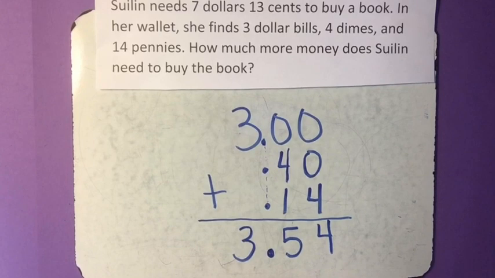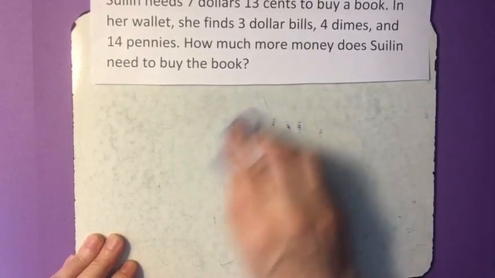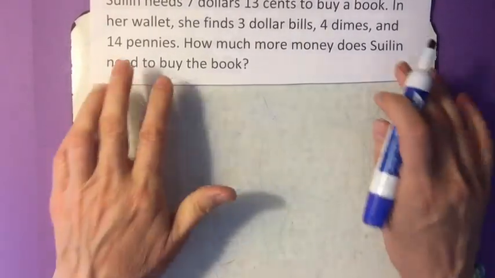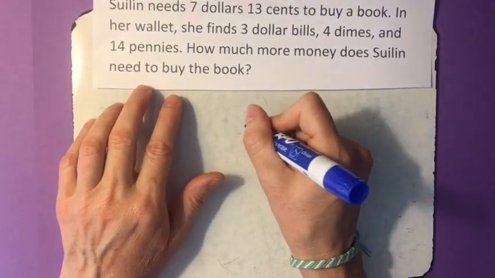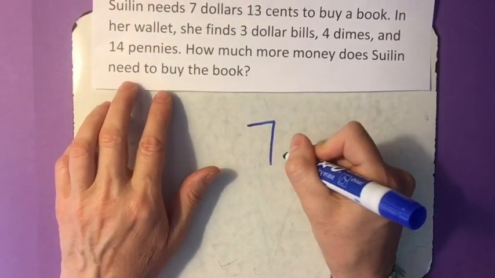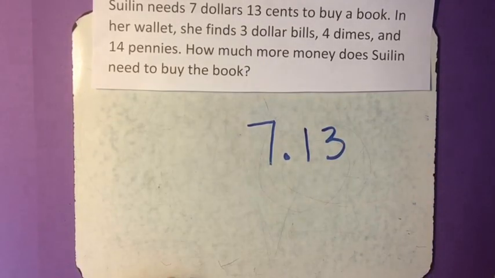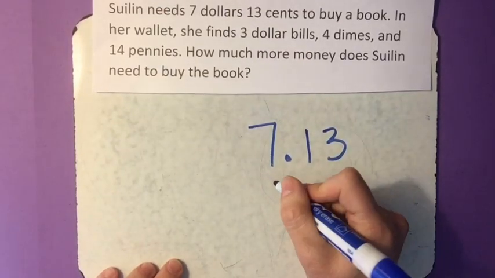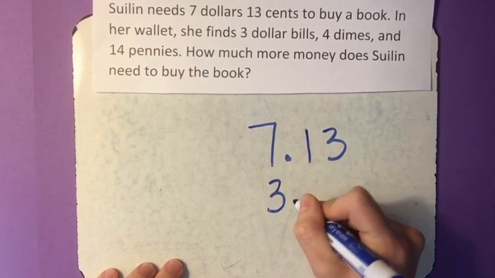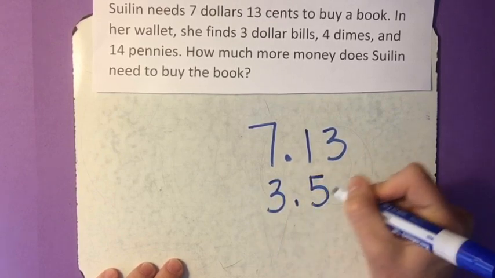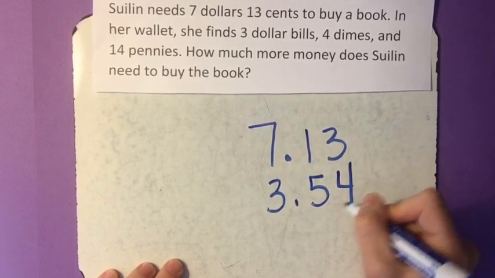So what do we need to do next? Well, we need to subtract, right? So we're going to write down $7.13, and we're going to write down $3.54 because that's what she has already.